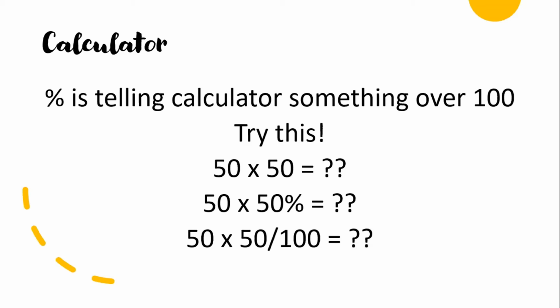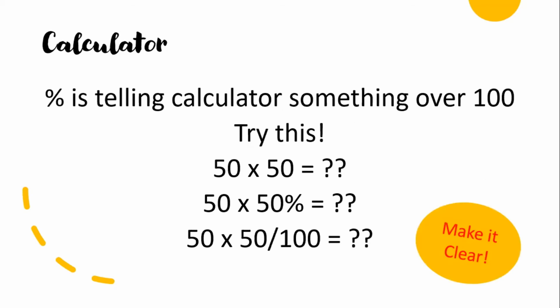Okay, clear? So you are very clear now. This sign is telling the calculator something over 100. If you are pressing 50%, you don't need to press 50 over 100. If you then add this percent, it's like double the job, so your answer could be wrong. It could be wrong if you press 50 over 100 and another percentage sign over here. So you need to understand this: percent is telling the calculator something over 100.